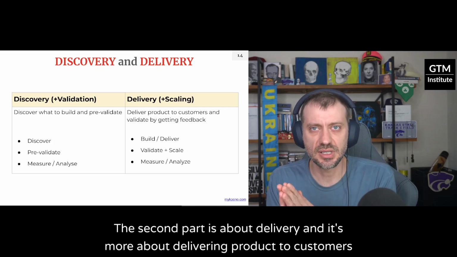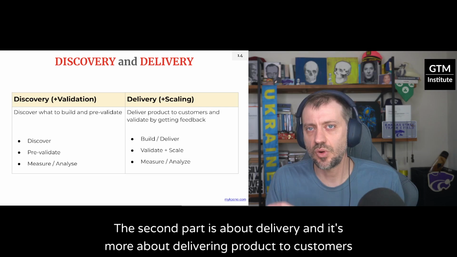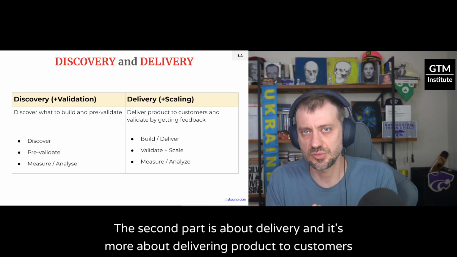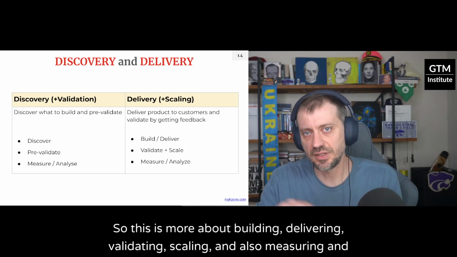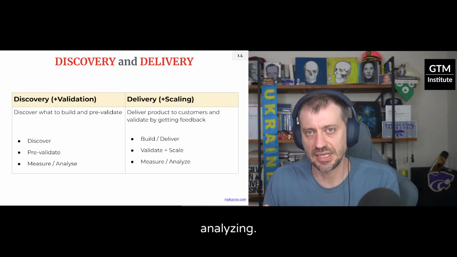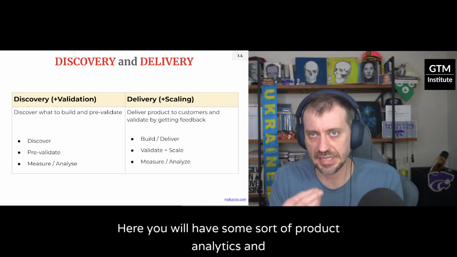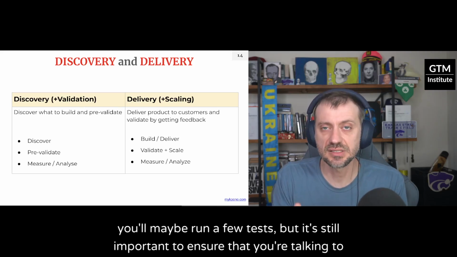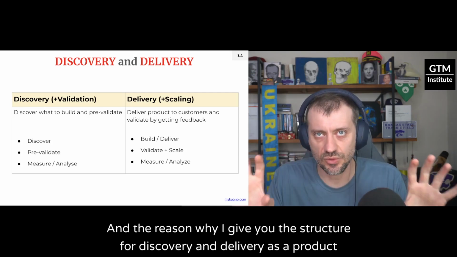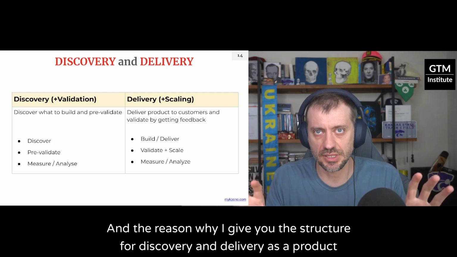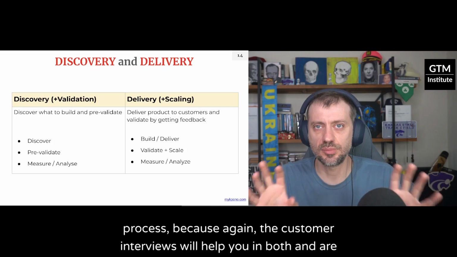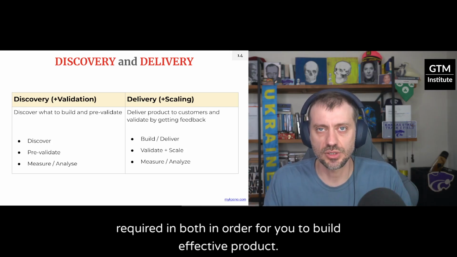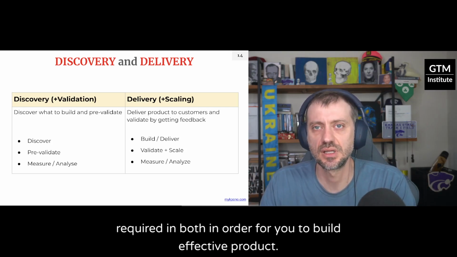The second part is about delivery, and it's more about delivering the product to customers and validating through feedback. So this is more about building, delivering, validating, scaling, and also measuring and analyzing. Here you will have some product analytics and maybe run a few tests, but it's still important to ensure that you're talking to the customers. And the reason I give you the structure for discovery and delivery as a product process is that customer interviews will help you in both and are required in both in order for you to build an effective product.